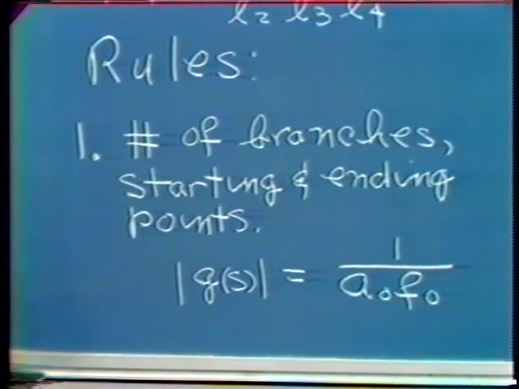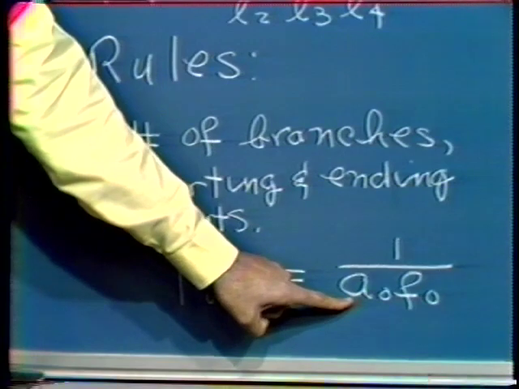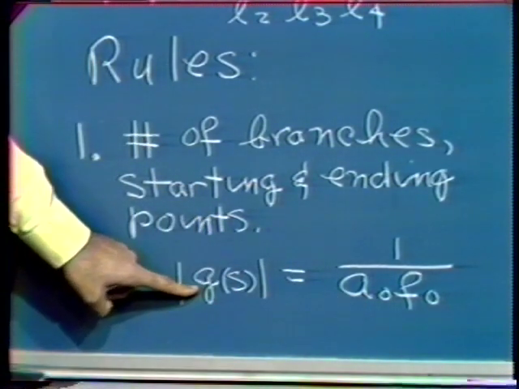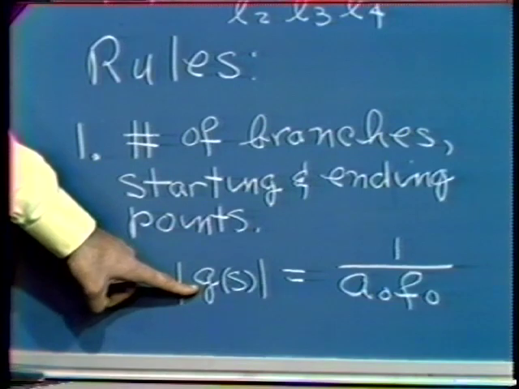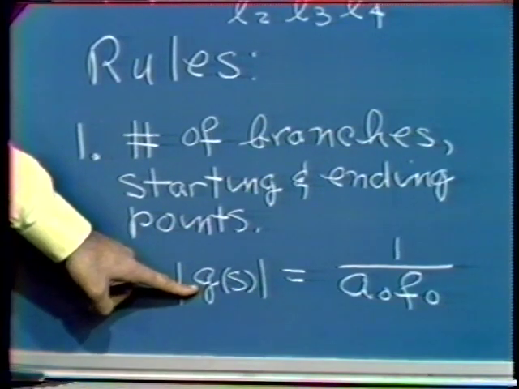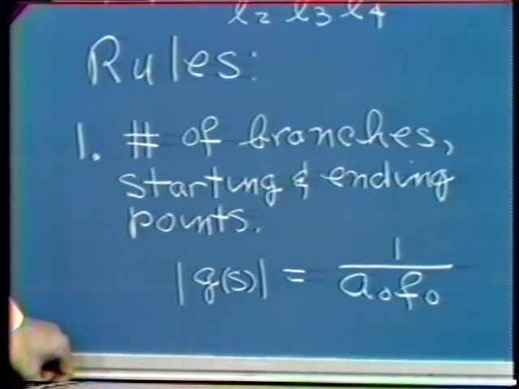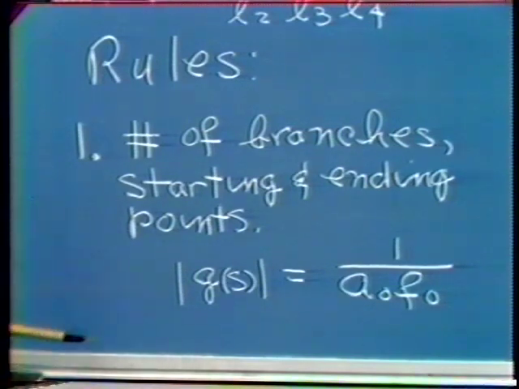Similarly, when we have very large values of A0, F0, the magnitude of G of S has to be very small. In other words, we have to be close to a zero of G of S. So the branches start at poles of the loop transmission and end at zeros of the loop transmission, where starting and ending are defined respectively by small values of A0, F0 and large values of A0, F0.